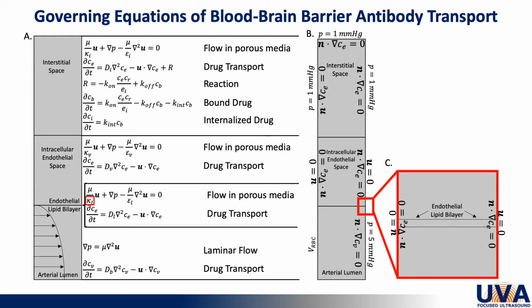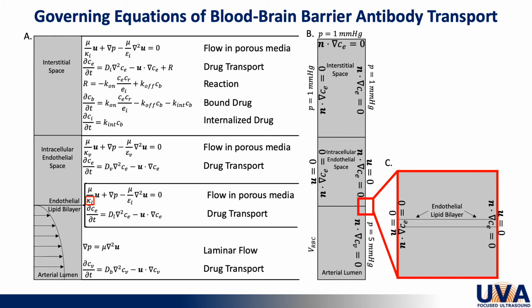These are the governing equations that we use to model the antibody transport. We modeled flow in porous media in interstitial space, intracellular endothelial space, and the endothelial lipid bilayer. We modeled laminar flow in the arterial lumen from left to right. We then modeled drug transport in all four of these compartments, and we modeled the drug kinetics only in the interstitial space.